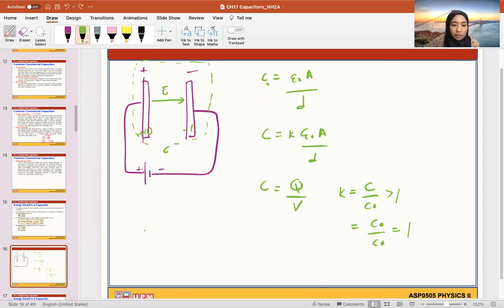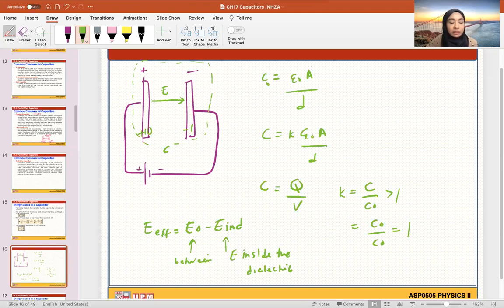Okay, and then we talked about E effective is equal to E naught minus E induced. What is E induced? This is the E inside the dielectric. Okay, this is between the plates. E naught is the one where we assume that it is in air between the plates. So obviously E naught will be greater than E induced. So to calculate for K, it should be E naught over E effective.